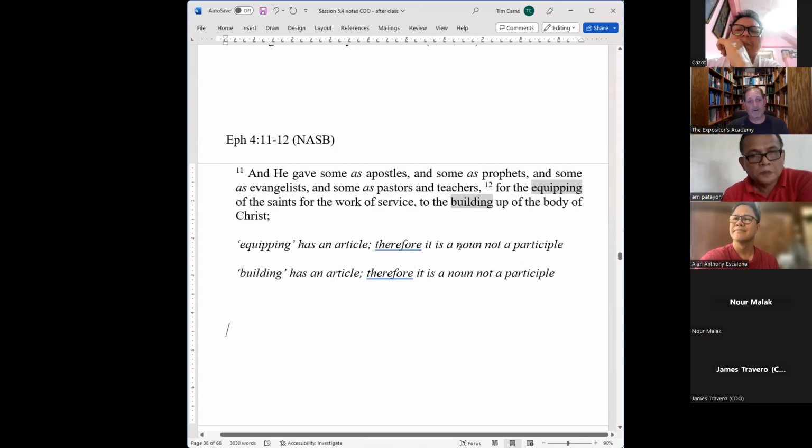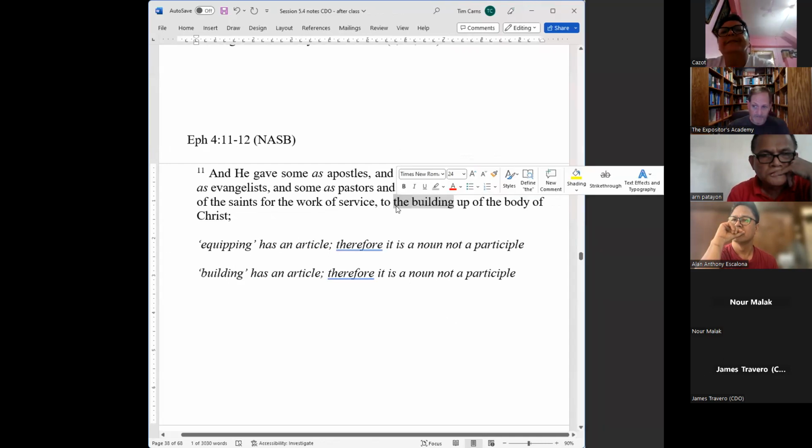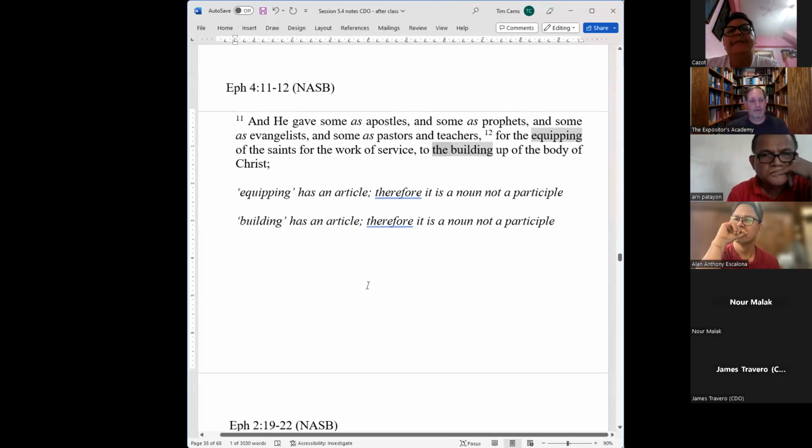And here, notice there's a preposition to, and because this building is not a verb, to the building up is a prepositional phrase. It's not an infinitive. So building and equipping look like they could be participles, but in this case, they're not. And the thing that gives it away is the article. Very good.